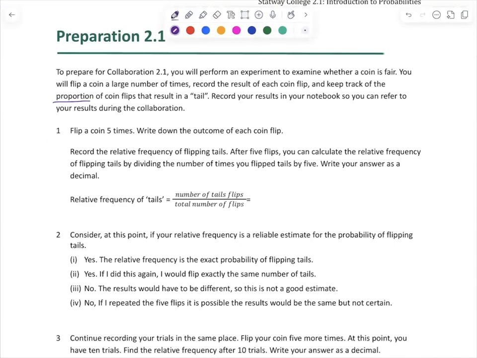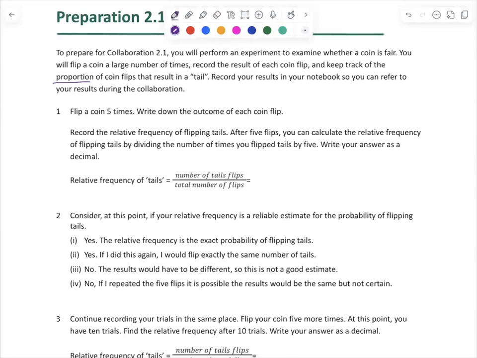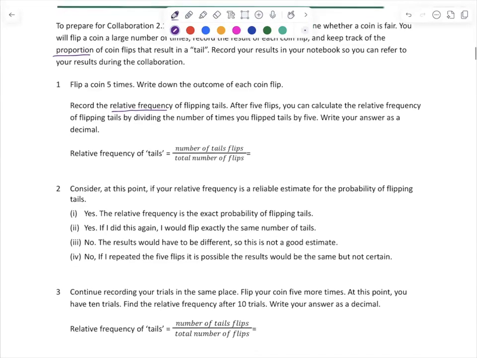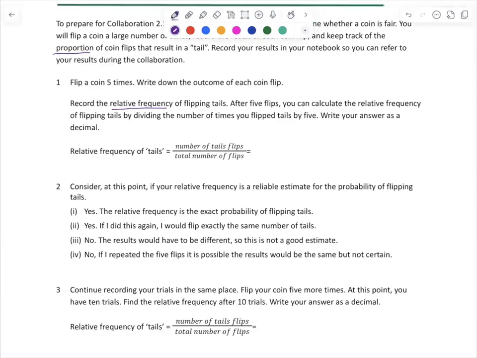Flip a coin 5 times and write down the outcomes of each coin flip. Record the relative frequency that we discussed before of flipping tails. After 5 flips, you can calculate the relative frequency of flipping tails by dividing the number of times you flip tails by 5. Write your answer as a decimal.